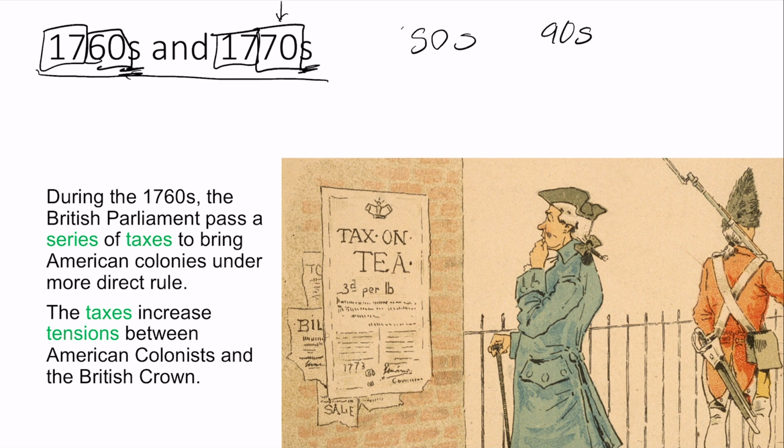So let's take a look. We'll go ahead and erase these. Give me a moment. I'll erase this. So in this slide, we know that we are talking about a period of time between the 1760s and the 1770s. So we're talking about those 2 decades or those 20 years.